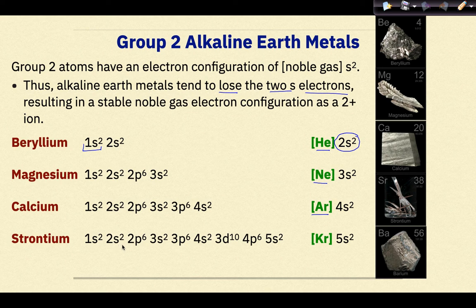Strontium, 1s2, 2s2, 2p6, 3s2, 3p6, 4s2, 3d10, 4p6, 5s2, where the noble gas core is represented by the electron configuration of krypton. The 5s2 represents the valence electrons of strontium. So again, we see this pattern as we go down this group, that every single one of the group 2 alkaline earth metals represented here all end with 2 valence electrons in the s sublevel.